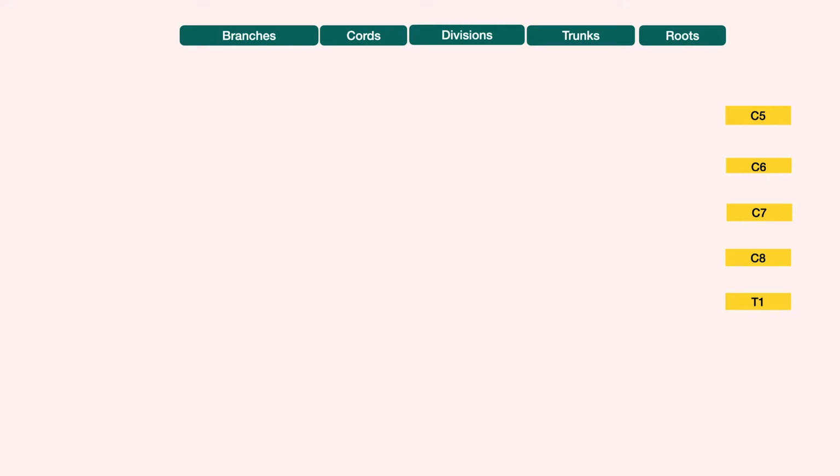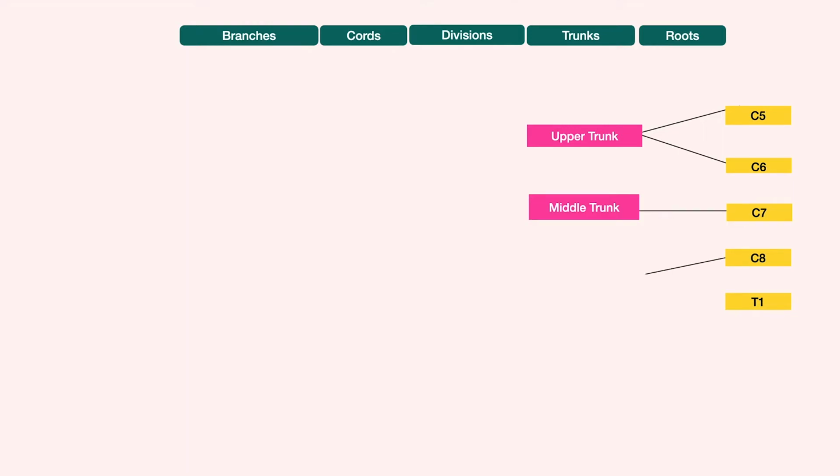So we have the root from C5 and the root from C6. They join together and form the upper trunk. Then we have the C7 root alone forming the middle trunk. And now we have the C8 and T1 roots joining together and giving us the lower trunk of the brachial plexus.